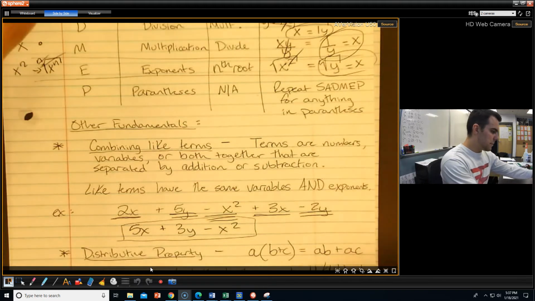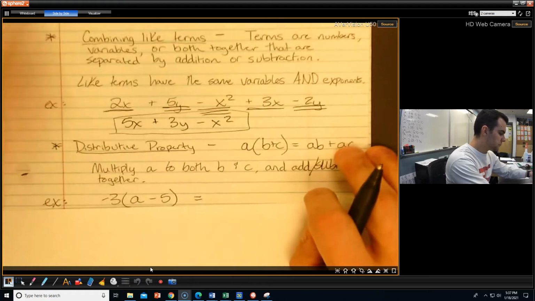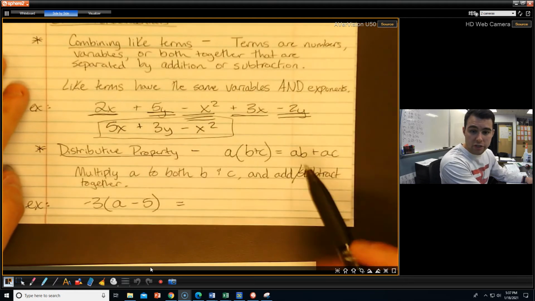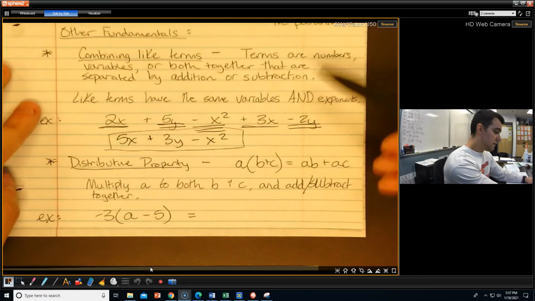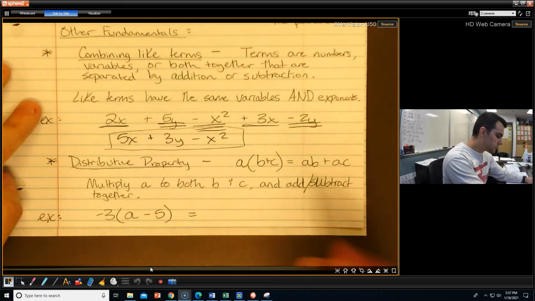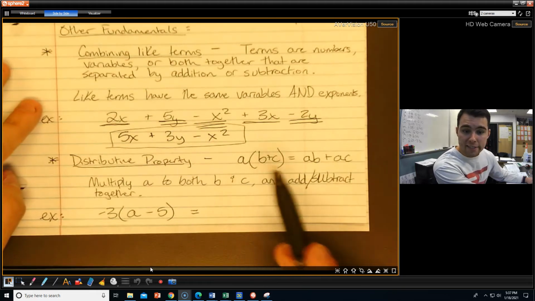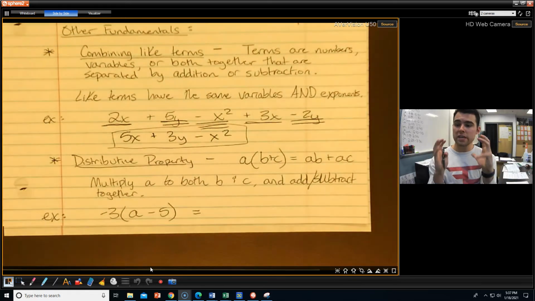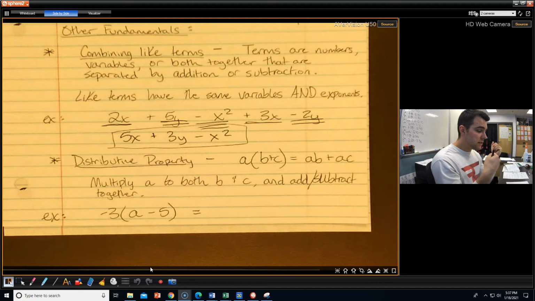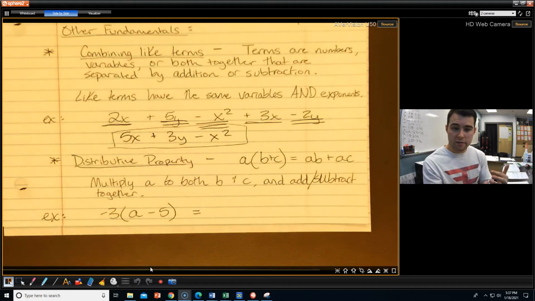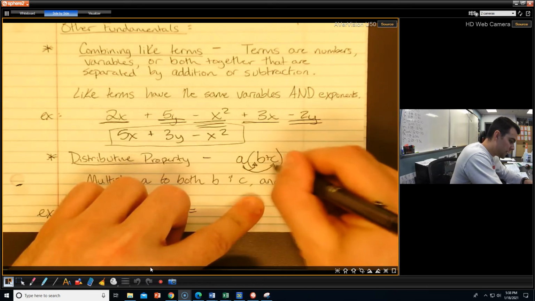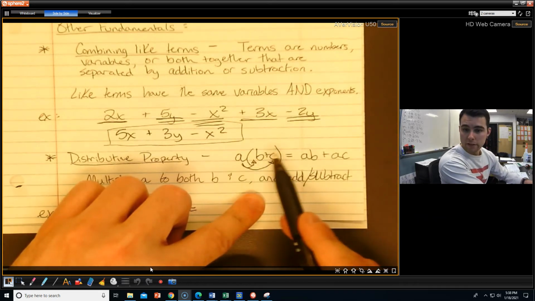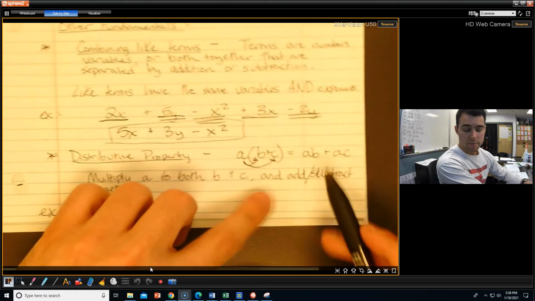Look at the distributive property, okay? For the distributive property, I just use symbols. I think this is better than a clear definition because I can show it. If I have a times, in parentheses, b plus c, that's going to turn into a times b plus a times c. I'm distributing the a, multiplying the a to both parts. And that's what I come up with.